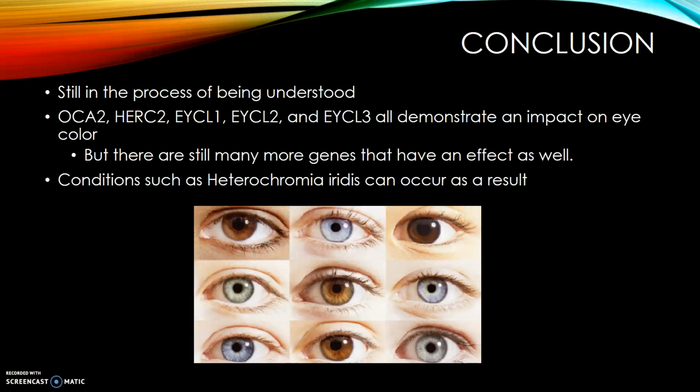So to conclude, this is still very much in the process of being understood. The OCA2, HERC2, EYCL1, 2, and 3 all demonstrate a huge impact on eye color, but there's still many more genes that have an effect that are yet to be discovered. And conditions such as heterochromia iridis can be a result of this, and there's a lot of cool conditions that can change your color of eye, but there's also some bad conditions, so it's really important to pay attention to this, and it's crucial that we figure out what exactly determines eye color.